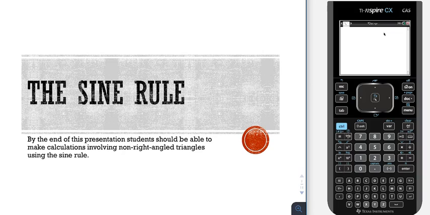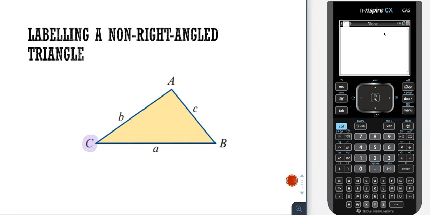This presentation looks to use the sine rule, and by the end of it you should be able to make calculations involving non-right angle triangles using this sine rule. First step is labeling the non-right angle triangle. So really you can label it however you want. It's just a case of notation.